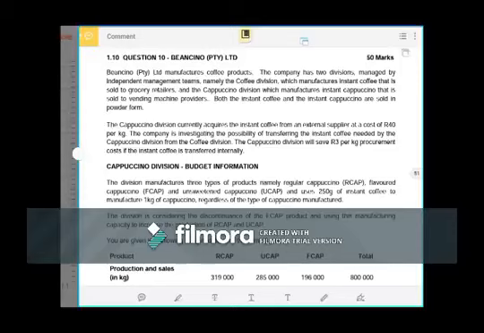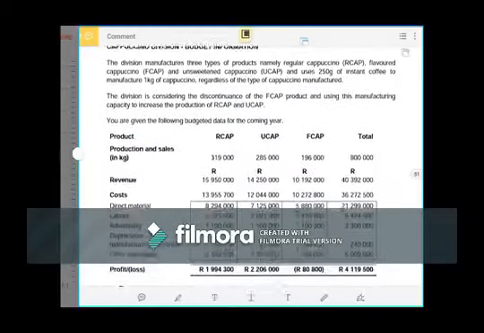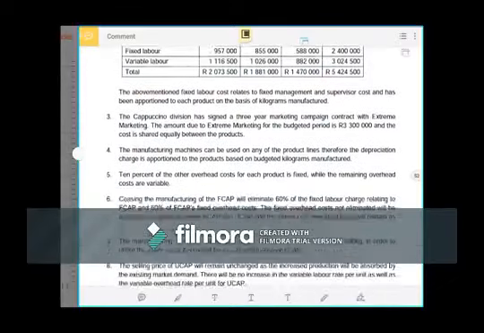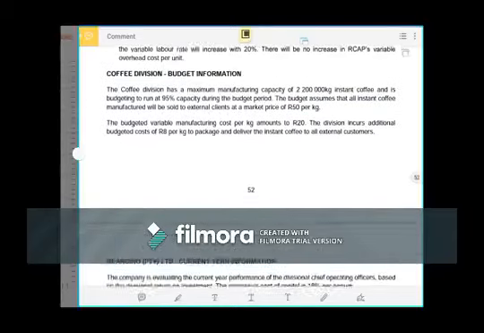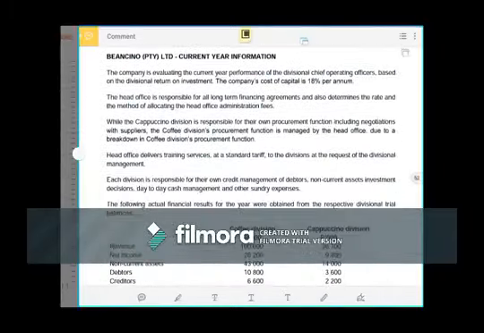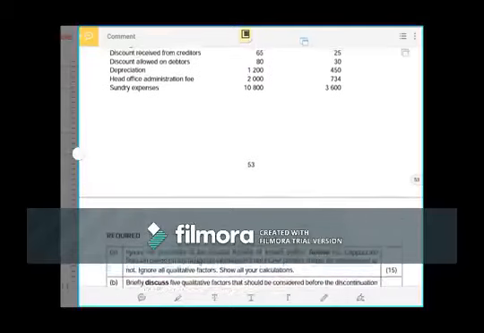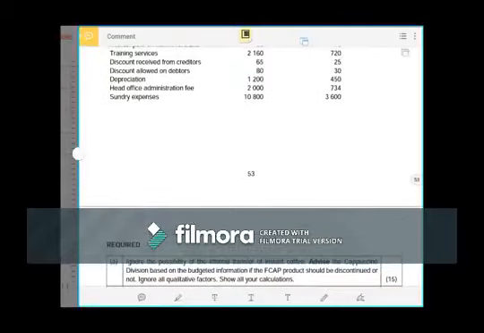And I am now on question 10 of the question by the name BEANCINO PTY LTD. And this was a 50 marks question, meaning it's one of the long questions. And for this question, I will specifically be focusing on one requirement, and that requirement has to do with the discontinuation of one product and continuing with other products. So we have to advise the management on either to continue or discontinue with the production of another product.